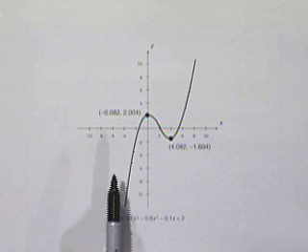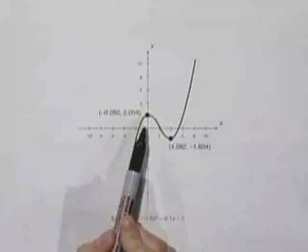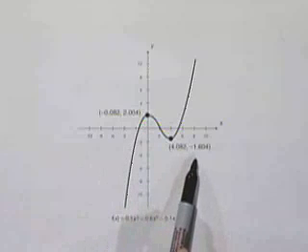So what we need to determine is what the relative maximum and what the relative minimum points are. So is the relative maximum or the relative minimum the x-coordinate of the extreme point or the y-coordinate? I'm pretty sure it's the y-coordinate. That's right. It is the y-coordinate. So we would say the relative maximum is 2.004 and the relative minimum is negative 1.604.